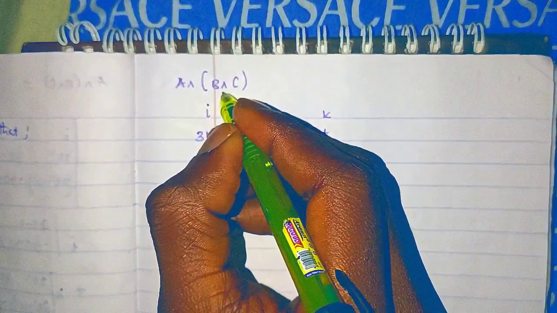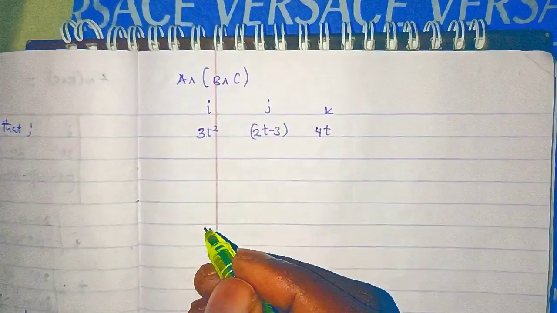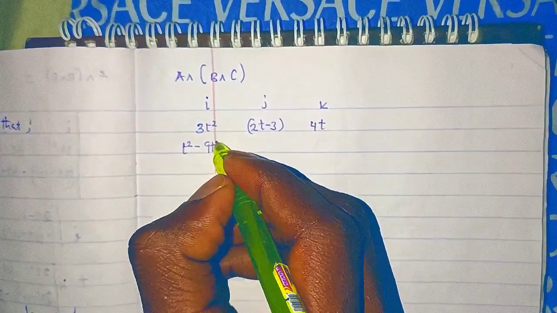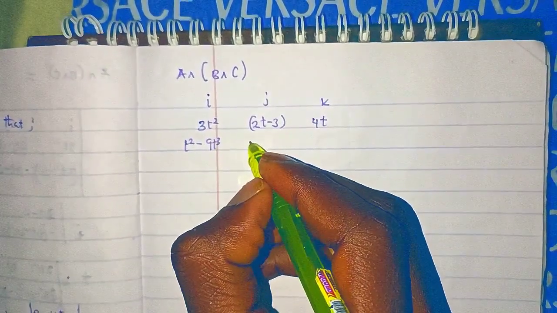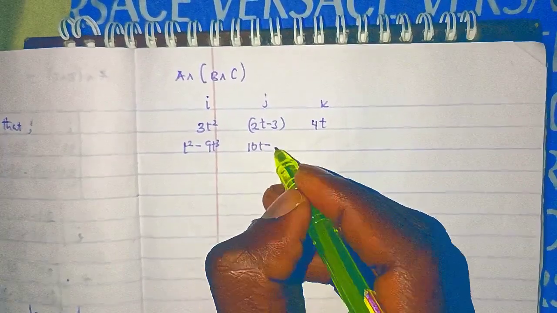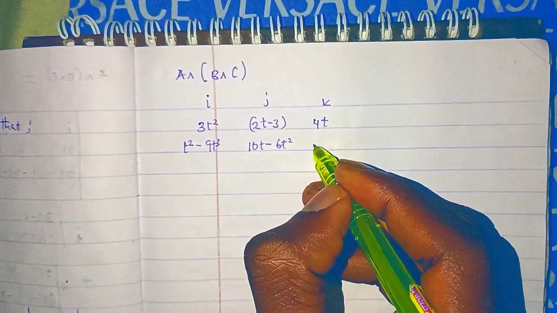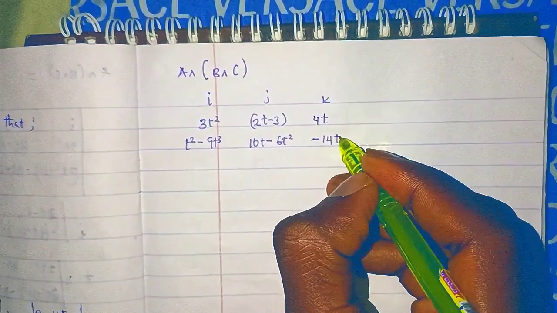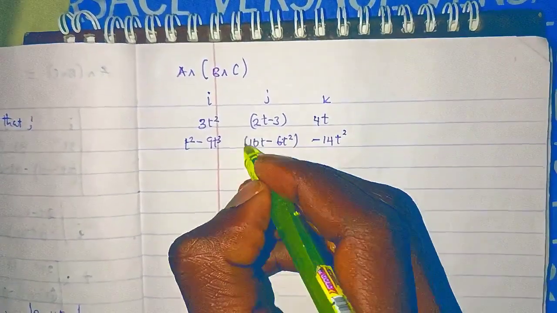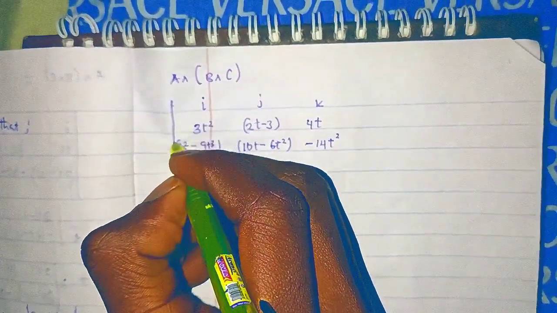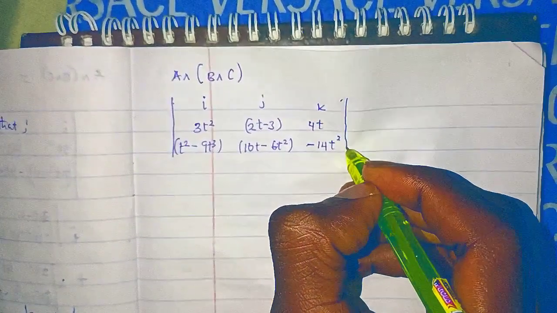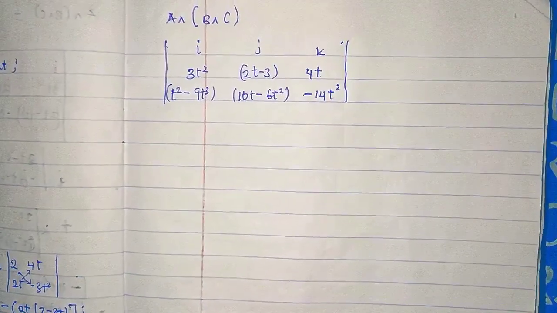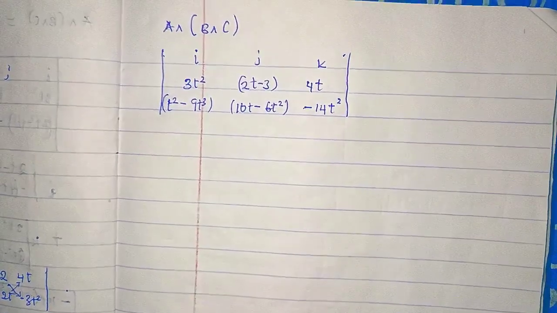Now let's pick what we have of I, J, K under our B cross C. We'll have t squared minus 9t cubed on the I, 10t minus 6t squared for J, and minus 14t squared for K. Now we're going to be taking the determinant of this once again to obtain our function, after which we are going to find the integral of the function from 0 to 1.